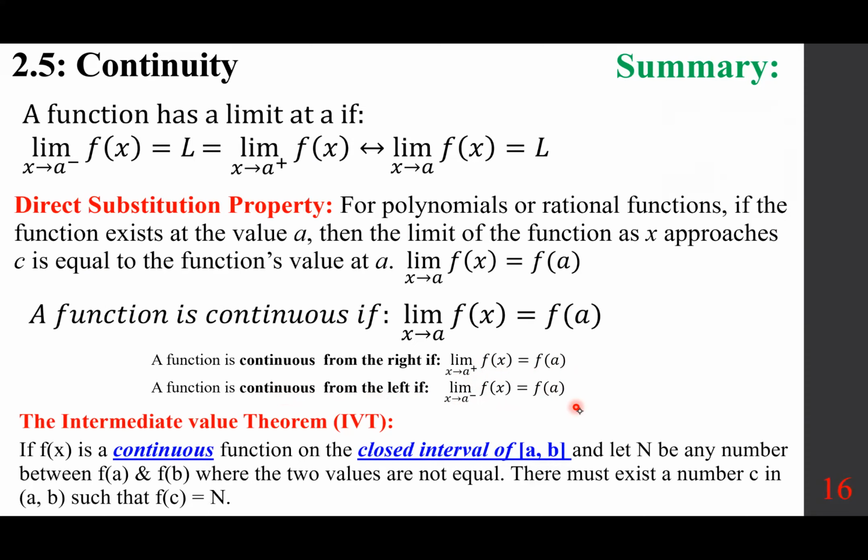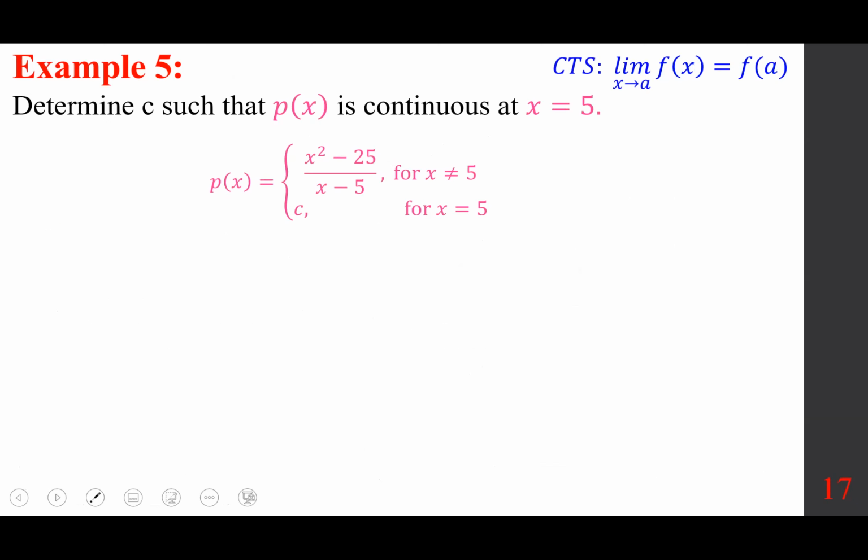Also, we want to add a topic known as the intermediate value theorem. If f of x is a continuous function on the closed interval of a to b, and let N be any number between f of a and f of b, where the two values are not equal, there must exist a number c in [a, b] such that f of c equals N. This concept is normally used when we are dealing with a negative and positive, and we want to show the functional value also has a 0, which normally refers to roots of functions.